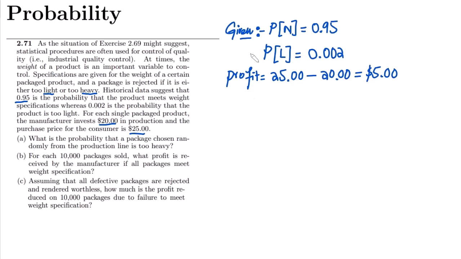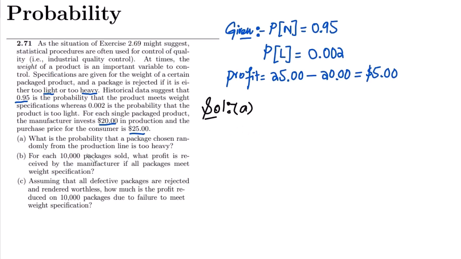Okay, so on the basis of this data, what do we have to find out? There are three parts of this question. In part A, what is the probability that a package chosen randomly from the production line is too heavy? Okay, we have found out that the probability of the normal package is 0.95. The probability of the too lightweight is 0.002, but we don't know the probability of the too heavy package. So therefore, in order to do so, what do we have?